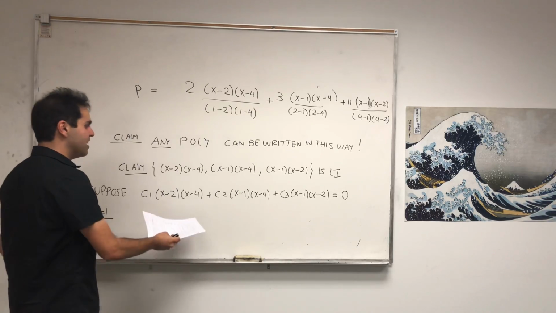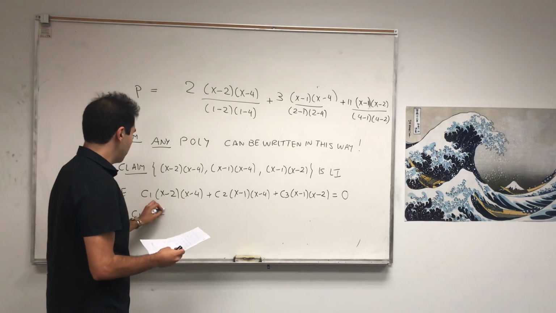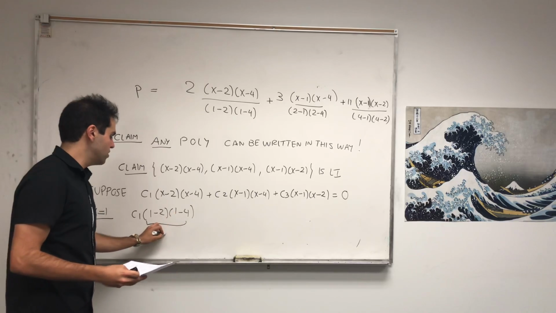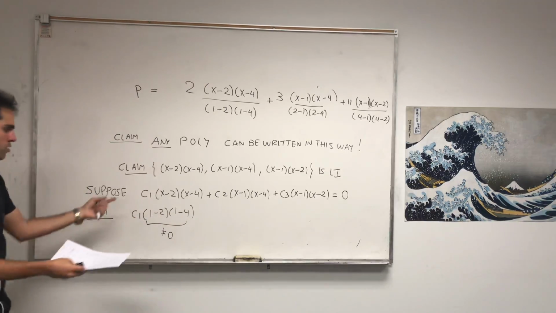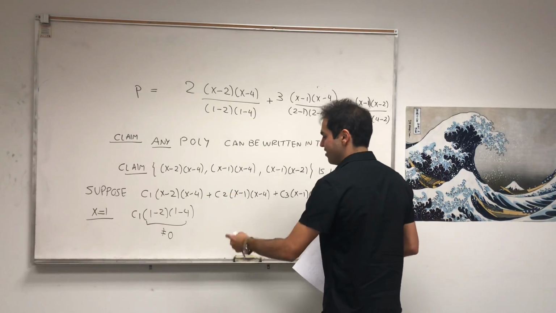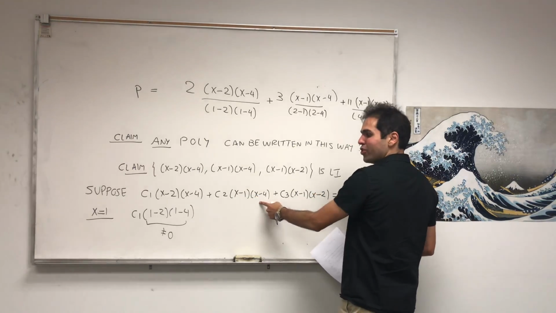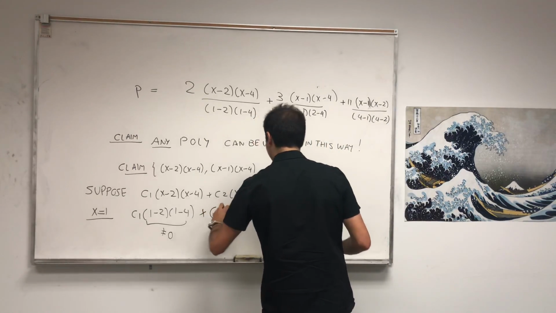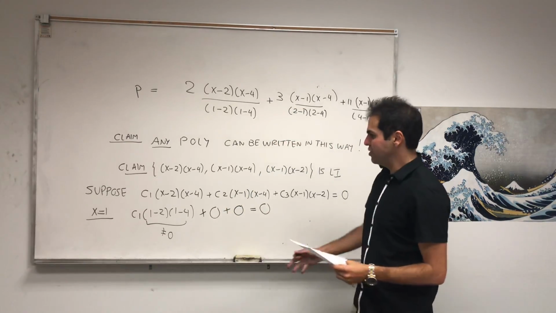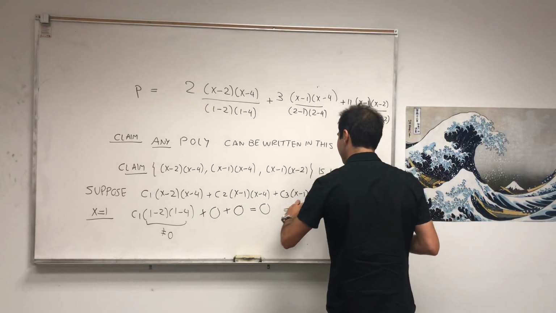So let's plug in the values. If x equals 1, we get C1 times (1 minus 2)(1 minus 4). And you see, this is precisely non-zero, because we assume that our points are distinct. At least the x values are distinct. And look what happens here. If you plug in at 1, this whole term becomes 0. So you get 0, and again, also with this term, equals 0. So you get C1 times a non-zero number is 0, so C1 is 0.